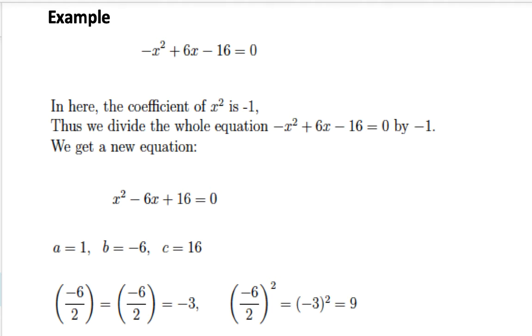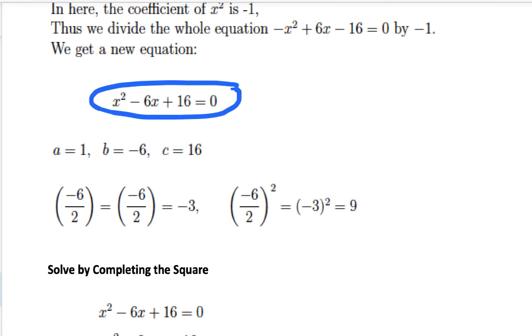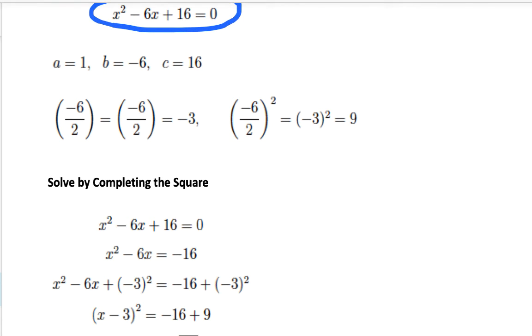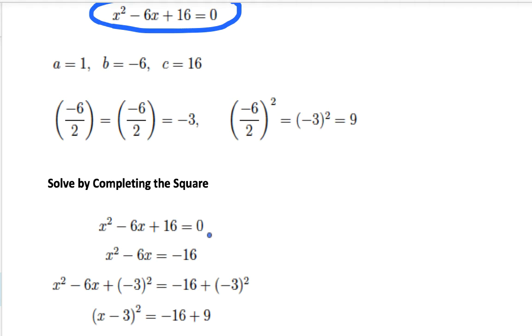Now we will apply solving by completing the square. We start with the original equation. Keep in mind, we have to make sure that our quadratic equation has coefficient 1 for x squared. So here we're going to start the problem. We have x squared minus 6x plus 16. The step is to keep the variables on one side of the equal sign, the constants on the other.